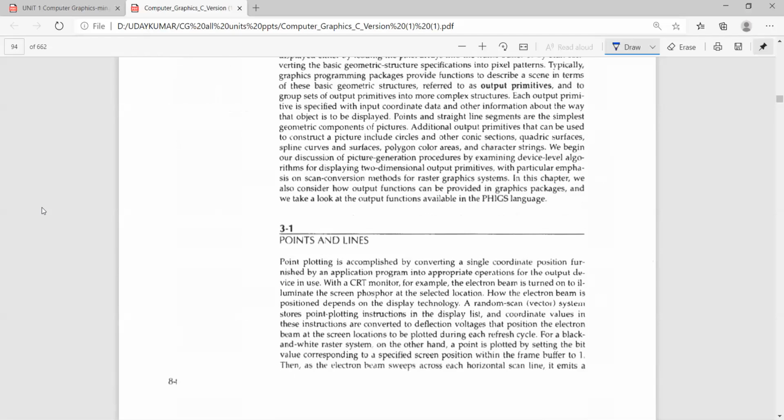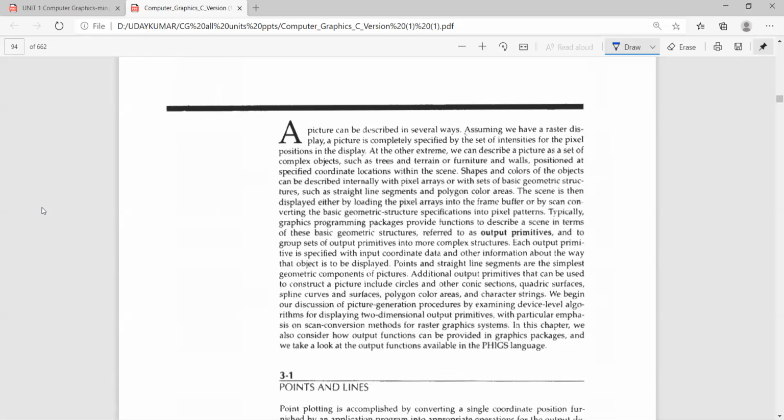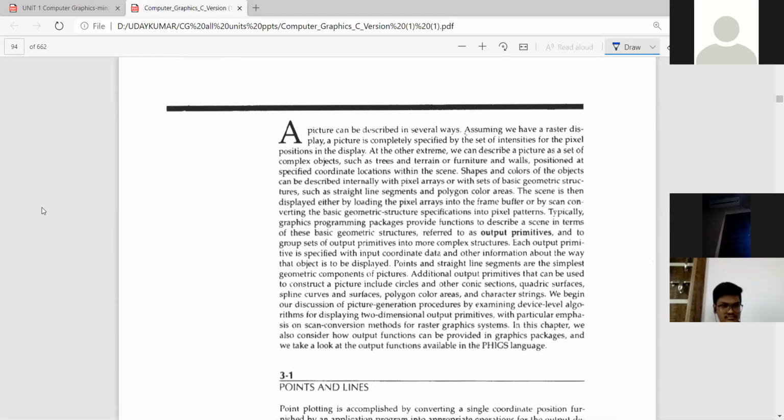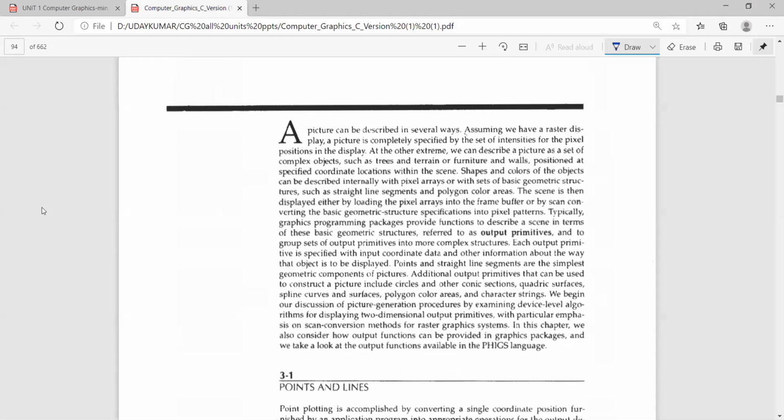So what is an output primitive? A picture can be described in several ways. For example, if you have a picture on your tab and on your mobile, it can be described in several ways. It can be displayed on the screen using a raster display or using a random scan display. What is raster scan? Displaying the picture on the screen by scanning row by row. A random scan acts like a pencil, directly drawing the image on the screen.